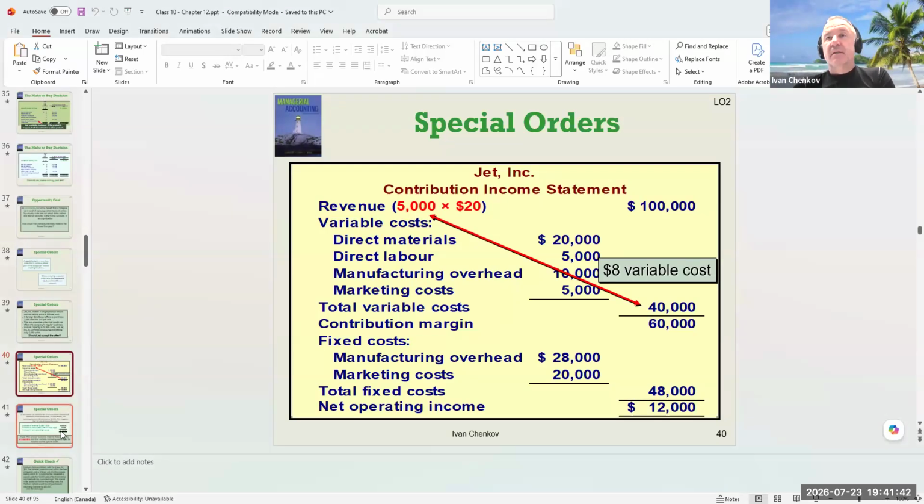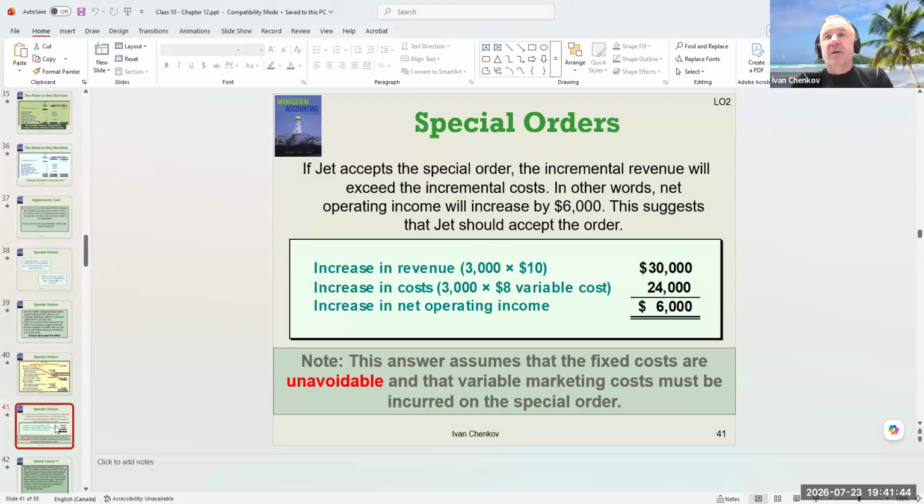So the special order, again, once we do the calculation, we're going to find out the total. If I produce 3,000 units and I'm selling at $10 per unit, that's going to generate me $30,000 sales. $8 is the variable cost. Times 3,000, that's 24,000. 30 minus 24, that's 6,000. 6,000 divided by 3,000 units, $2 per unit, which is the sales price, 10 minus $8 variable cost.